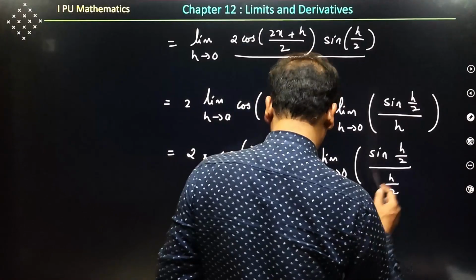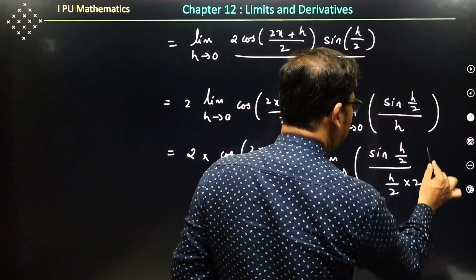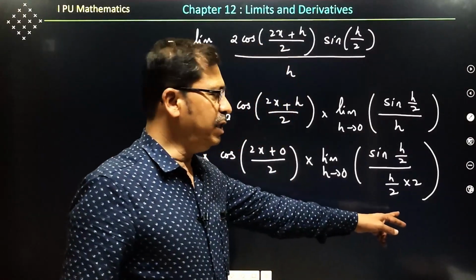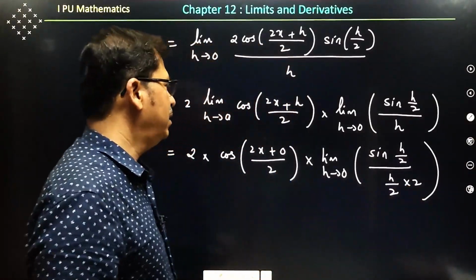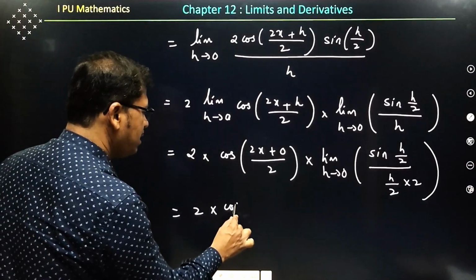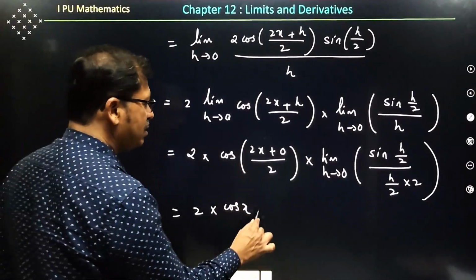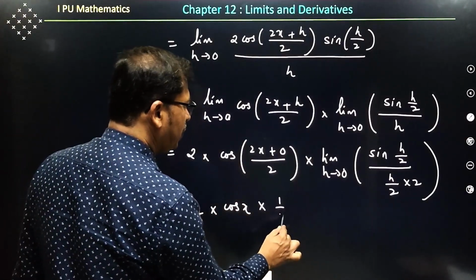Here you need to multiply it. Then adjustment, here you need to multiply it. I have taken 2 extra, so you need to multiply that here. So 2 as it is, 2 into cos x, the 2 cancels, 2x by 2 is nothing but 2, cancels, cos x remains.